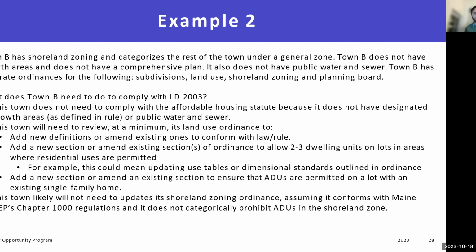And that might mean updating use tables or dimensional standards and reviewing provisions related to the ADU. They also may want to confirm with DEP that they do not need to make any changes to their shoreline zoning component, but generally speaking, shoreline zoning should still be all set.